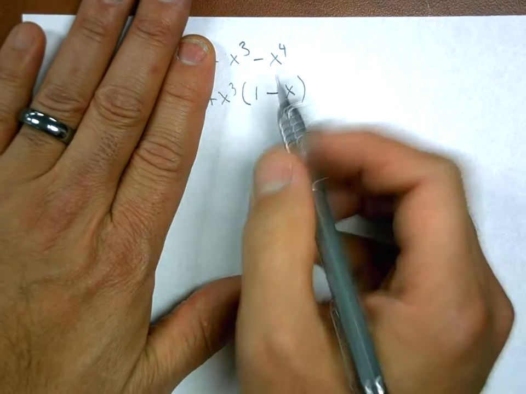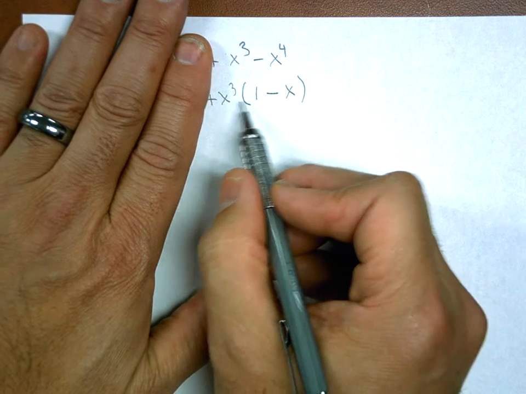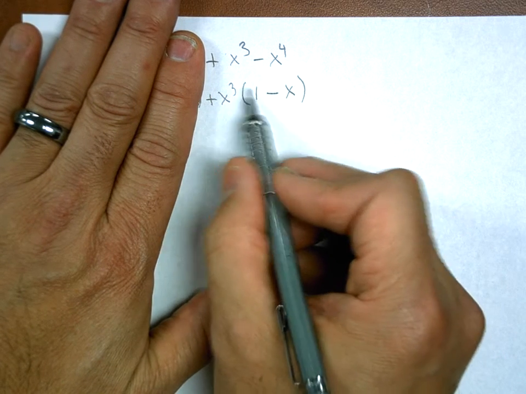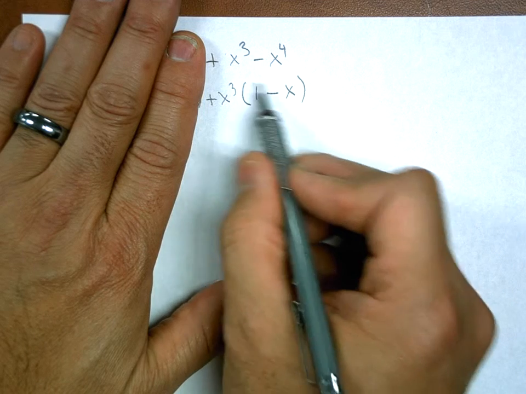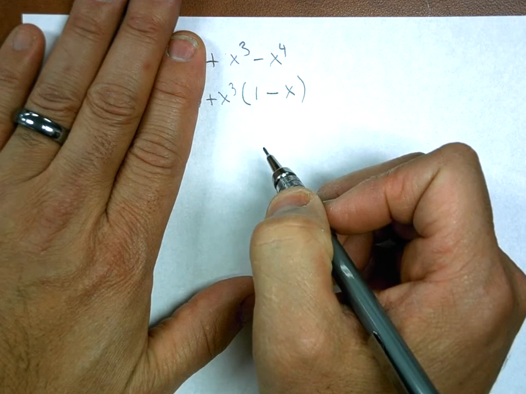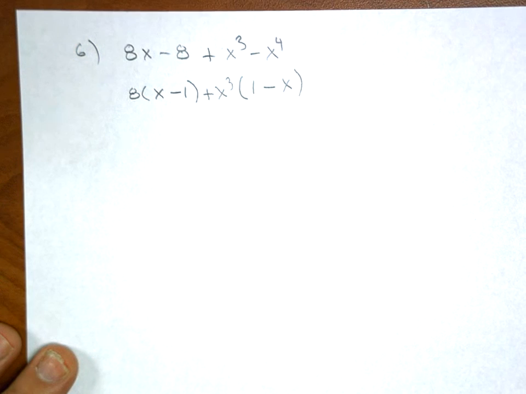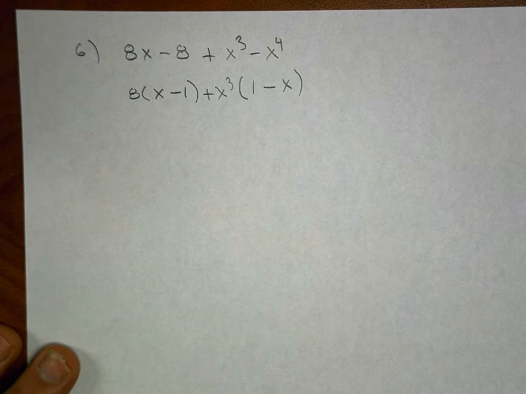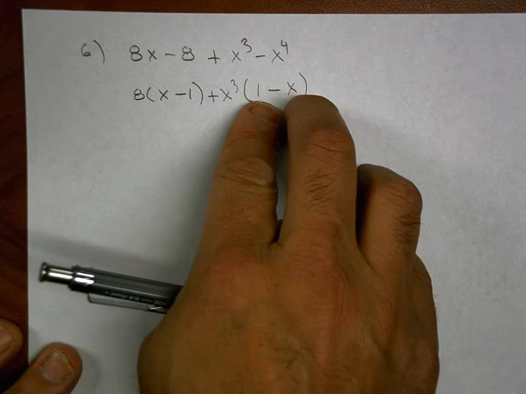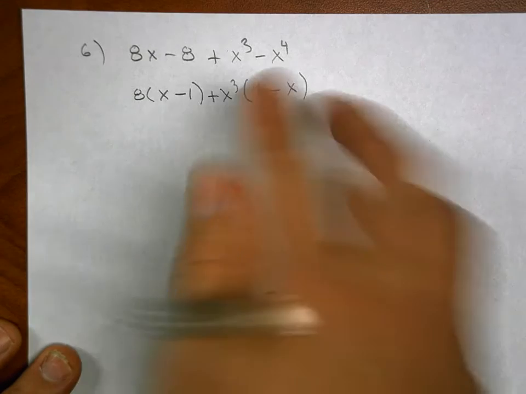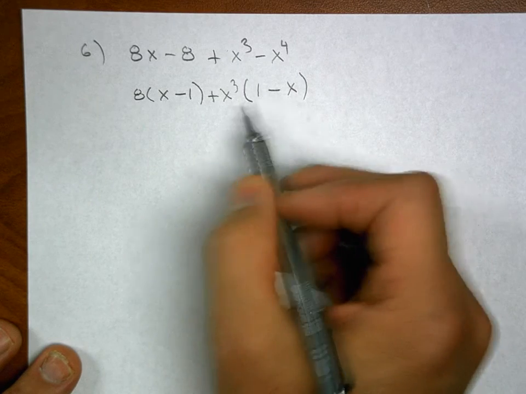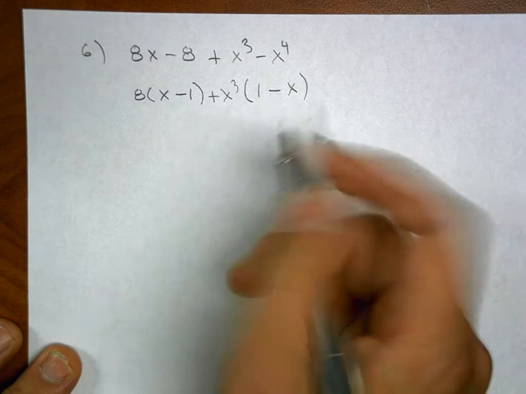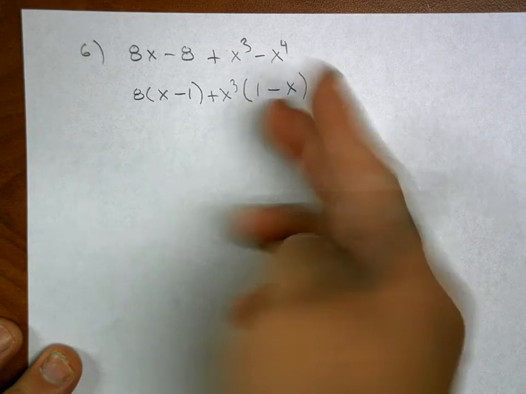If I distribute this, what do we get? x cubed times 1, so x cubed minus x to the 4th. There we go. So what next? We have to switch. Eventually you're going to get a little bit better and say, hey, wait a second, I could take out a negative x cubed and we can avoid this step, but that's okay. So let's go ahead and switch that and pull out a negative.